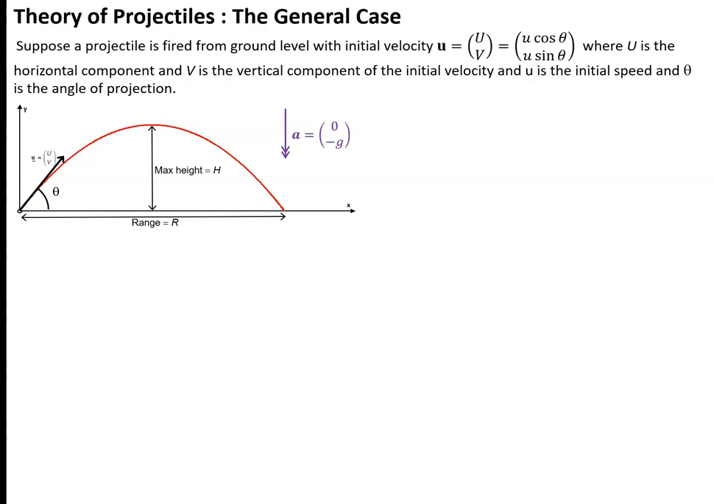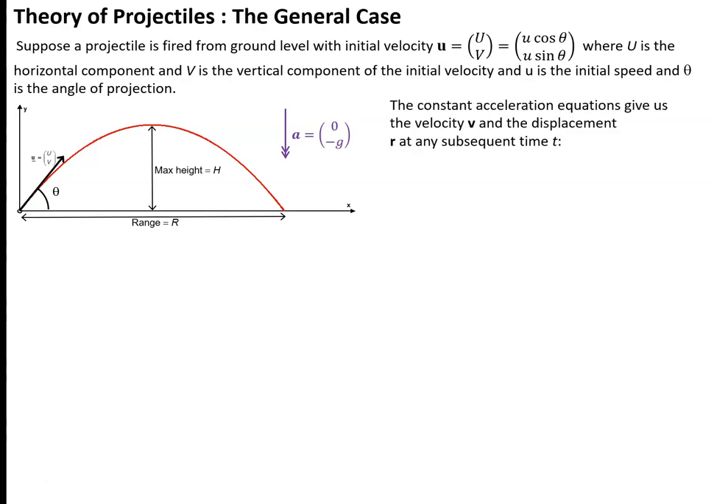Now notice that we've also said that we're going to have capital U being the component of the initial velocity in the x direction and capital V as being the component of the initial velocity in the y direction. In other words, capital U is equal to little u cos theta and capital V is equal to little u sine theta.